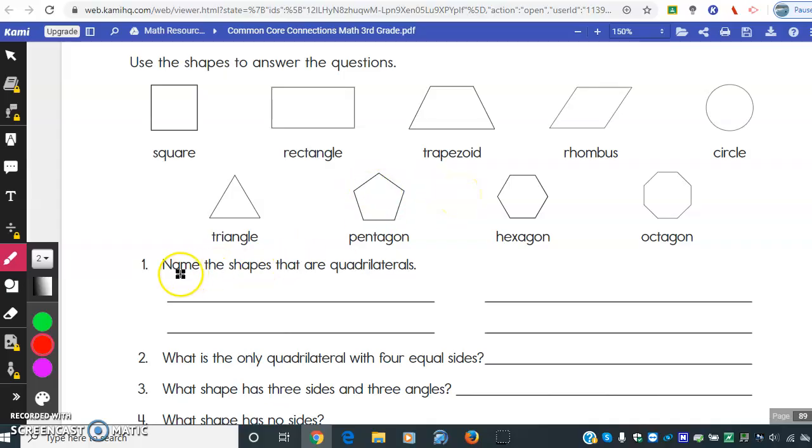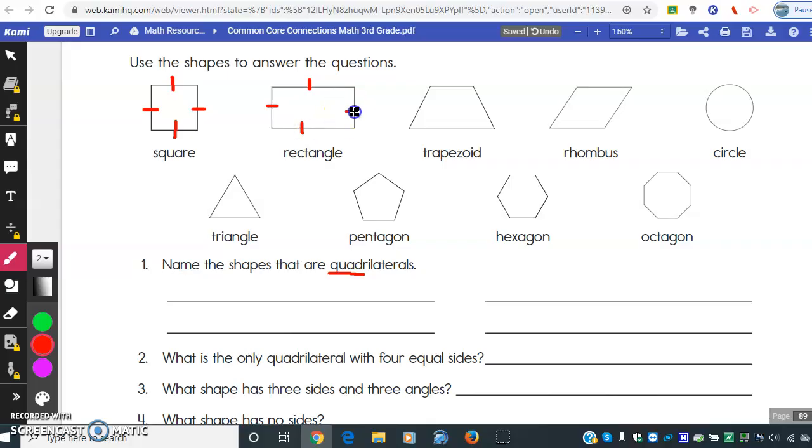The first question said to name the shapes that are quadrilaterals. And if you did page 1 of the math for today, you'll remember that a quadrilateral has 4 sides. And just so you know, the word quad means 4, like those quads that people ride out in the desert have 4 wheels on them, right? So a quad means 4. I am looking for shapes with 4 sides, like this shape right here. 4 sides. The square.